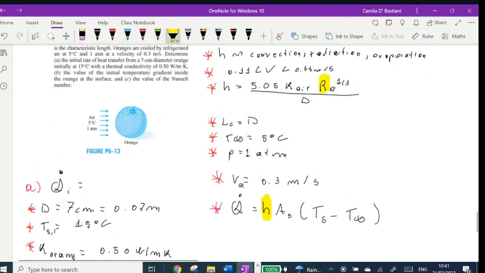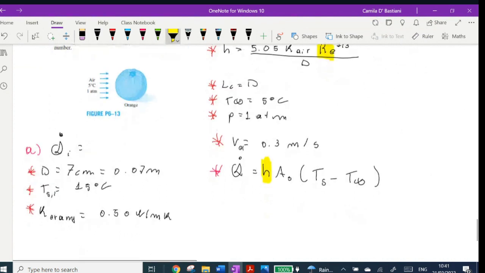But we don't have the Reynolds number. So the very first thing we're going to do here is to find my Reynolds number, so I can find my H of convection, so my combined H, so I can find my heat transfer, okay?